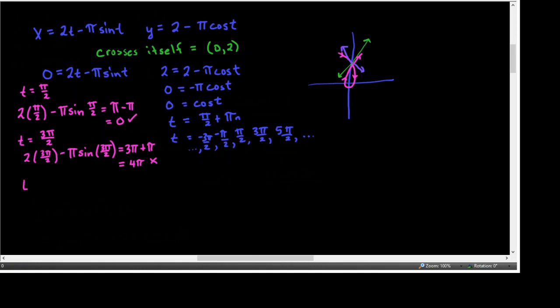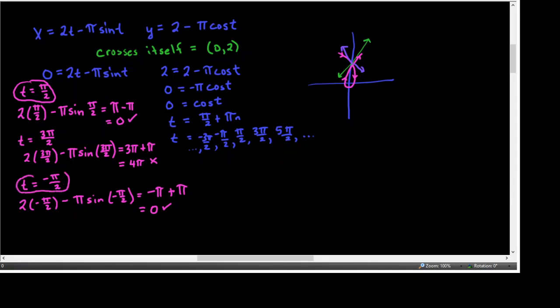So let's go to some negative values, and maybe we'll find the other one there. Let's let t equal negative pi over 2. So 2 times negative pi over 2 minus pi times sine of negative pi over 2. 2 times negative pi over 2 is negative pi. Sine of negative pi over 2 is negative 1. Negative pi times negative 1 is positive pi, and the sum of negative pi plus pi is 0. That checks out. And we have our two answers. When t equals pi over 2 and when t equals negative pi over 2. Those are the two times where the curve is crossing through the point 0, 2.